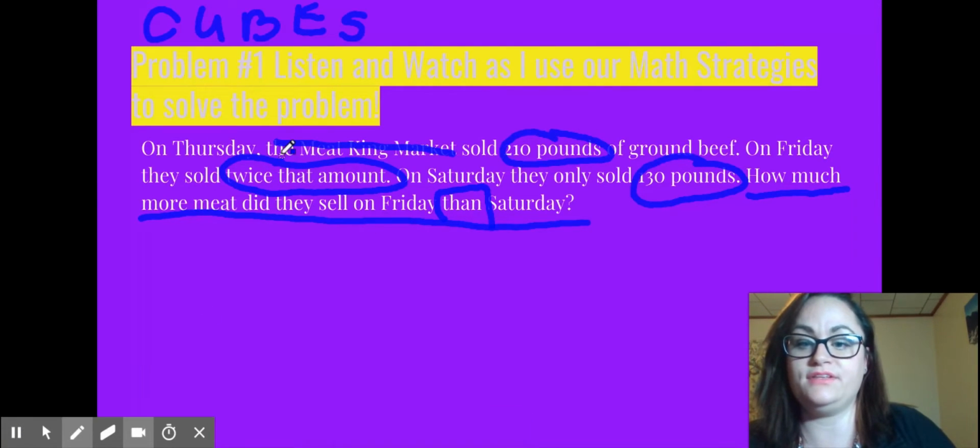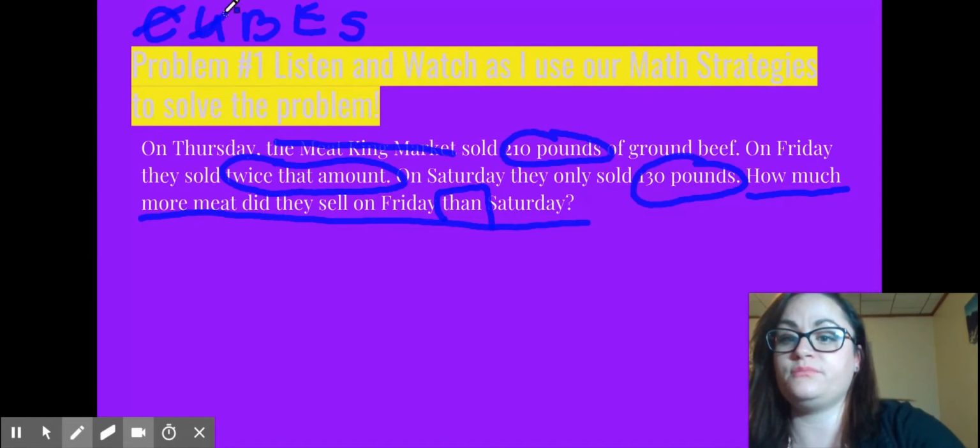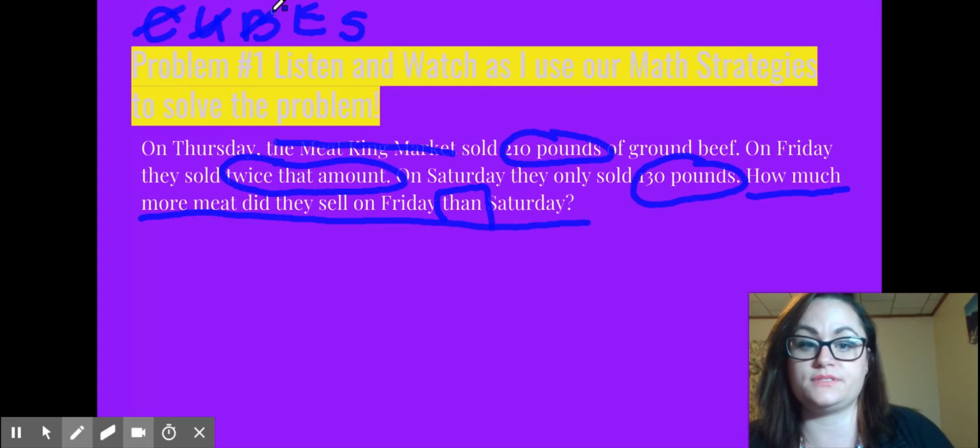As you can see, I've eliminated some information. I've circled some important math numbers. I've underlined my question, and I've boxed my math action word. So I have completed the first 3 steps of CUBES.